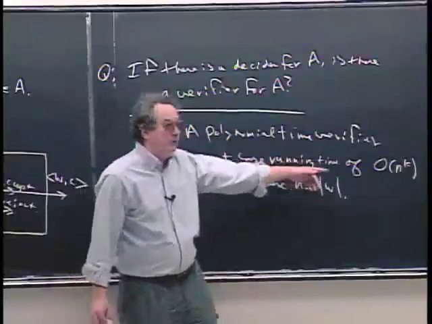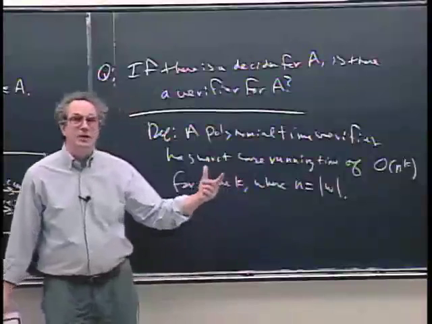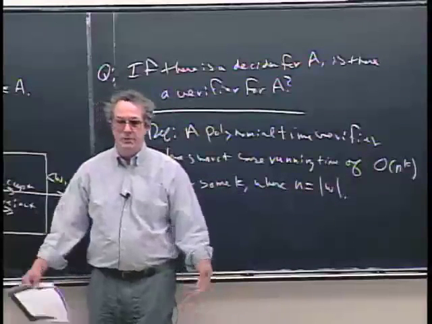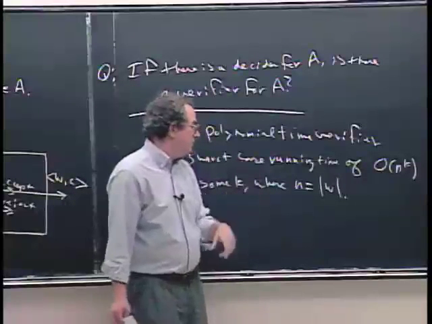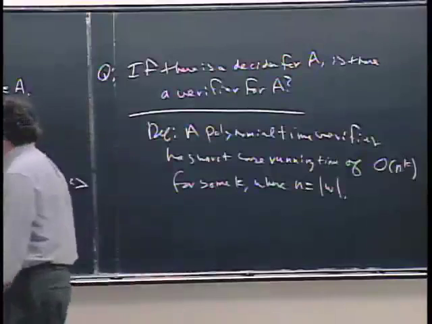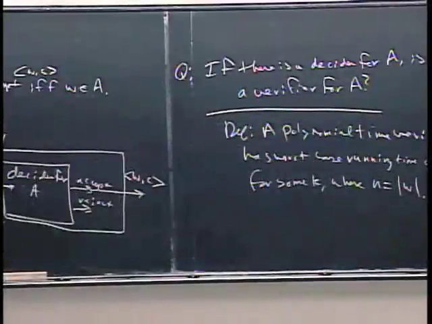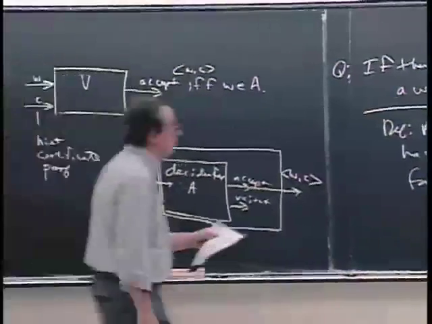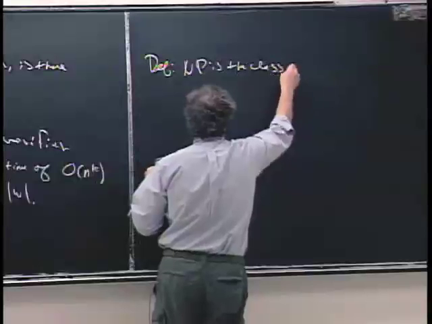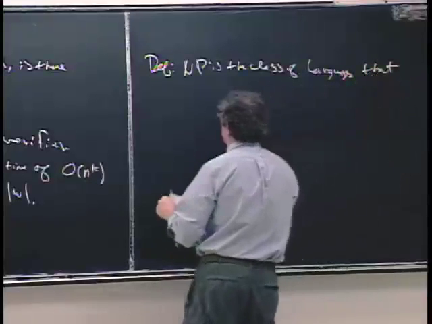However, since the verifier can only run in polynomial time, if C is bigger than a polynomial bound on W, then the verifier doesn't even have enough time to look at all of C. So we could add the additional requirement that the length of C be bounded by a polynomial function of W. Okay, so then we have this definition: NP is the class of languages that have polynomial time verifiers.